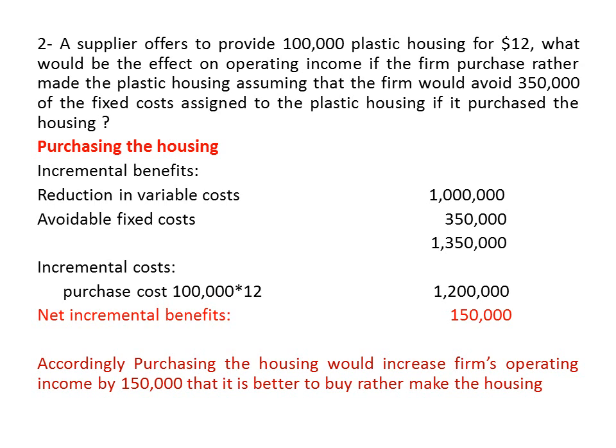Then the incremental costs include the purchase price of the plastic housing, 12 per unit multiplied by 100,000 units, equaling 1,200,000. Okay, the net incremental benefit would be 150,000. Accordingly, purchasing the housing would increase the firm's operating income by 150,000, so it is better to buy rather than make the housing in the firm.